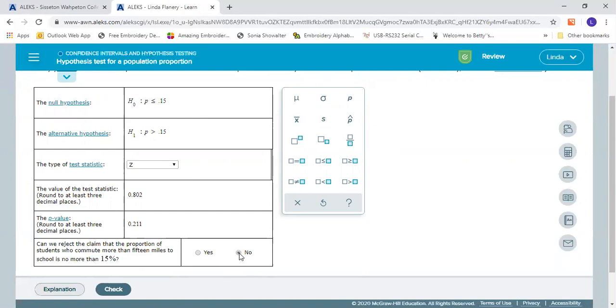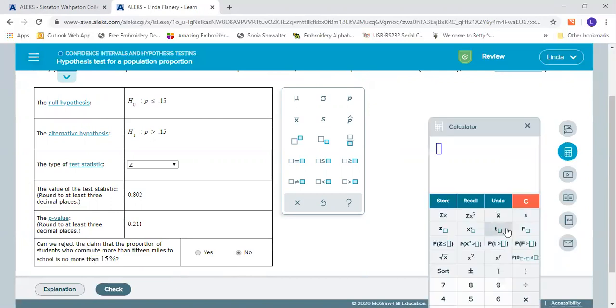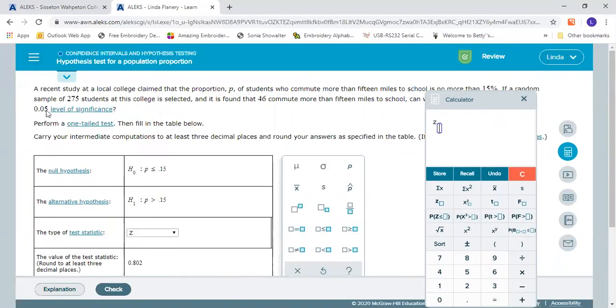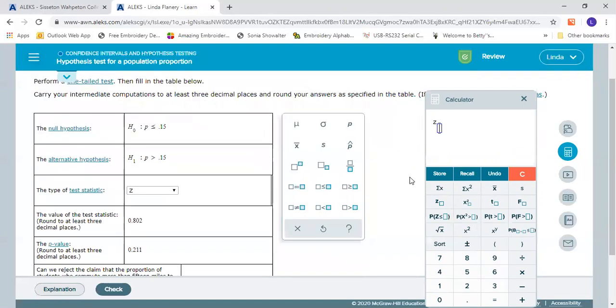Now, just for fun, if I were doing the critical value, I'm going to grab my graphing calculator. Since it's a right-tailed test, I do Z sub. My alpha value was 0.05, and so if I hit equal here, my critical value would have been 1.64.